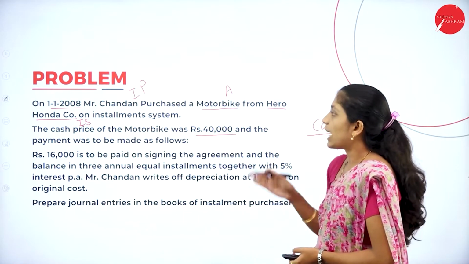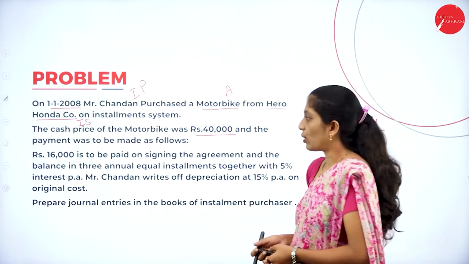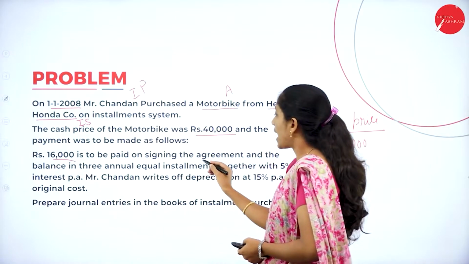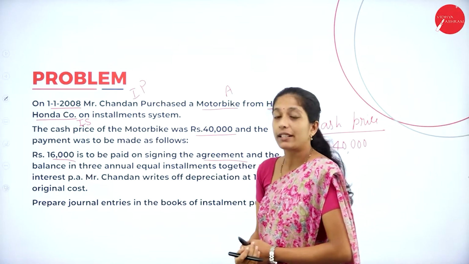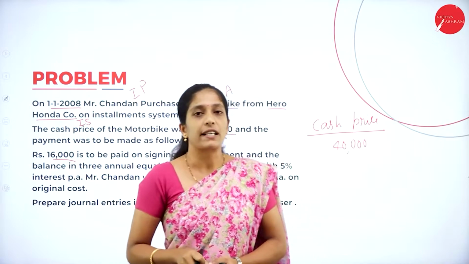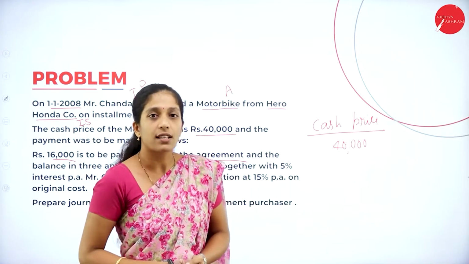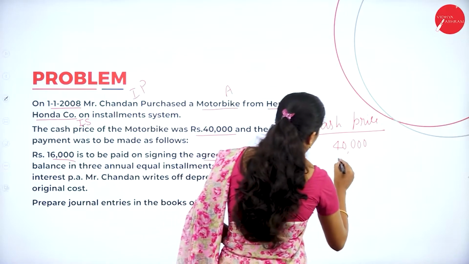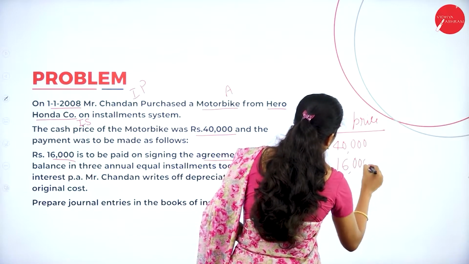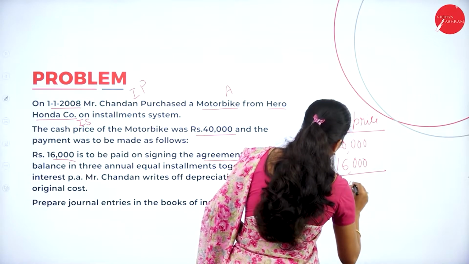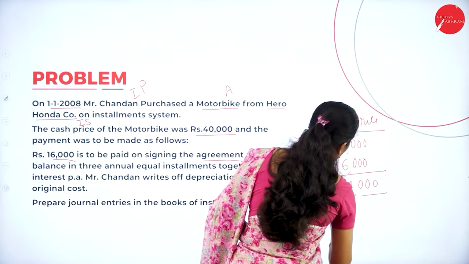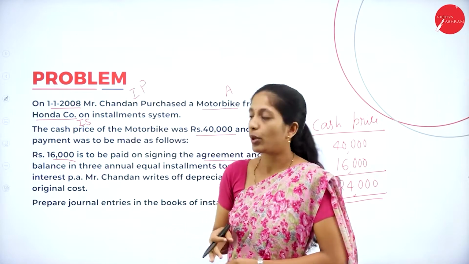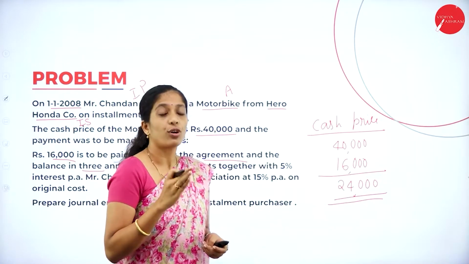Now let us see in the installment system how they are going to make the payment. So 40,000, and the payment was to be made as follows. Rupees 16,000 is to be paid on signing the agreement, that is on the date of delivery of that particular asset. He has paid rupees 16,000, which is known as what? Down payment. Now how much down payment he has made? 16,000. Now what is the remaining amount?